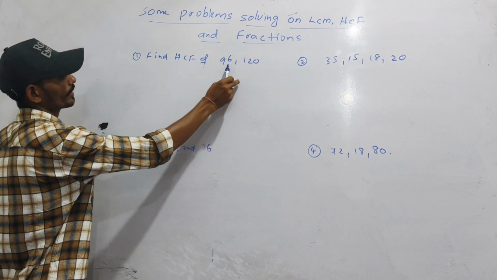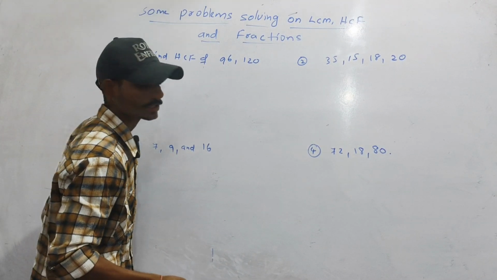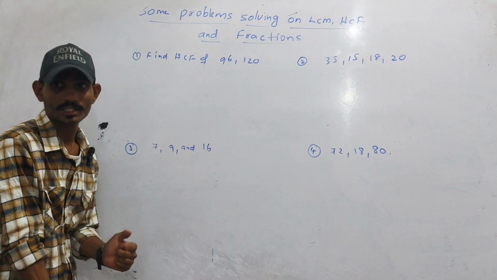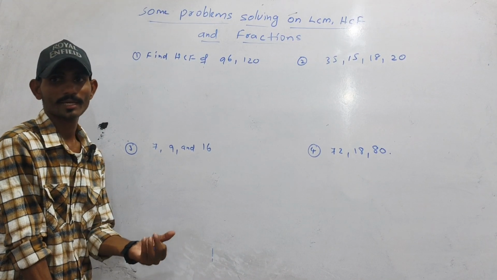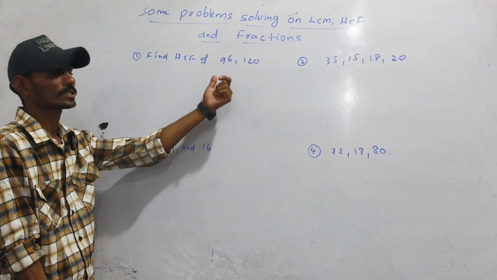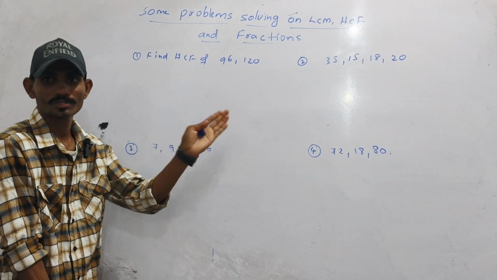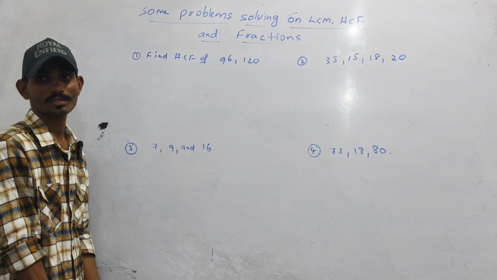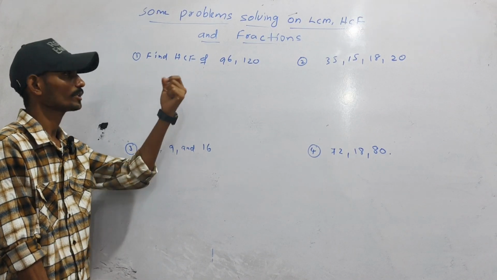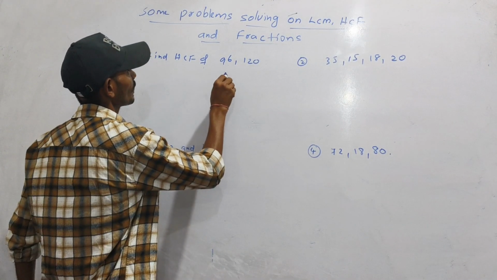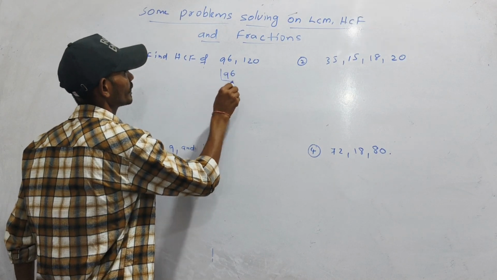Find the HCF of 96 and 120. So what did I say in previous classes? HCF is a little bit different from LCM. In LCM, whatever numbers are given, you take all the numbers at a time. But HCF is not like that. In HCF you find the factors of every number. So I am now taking 96.